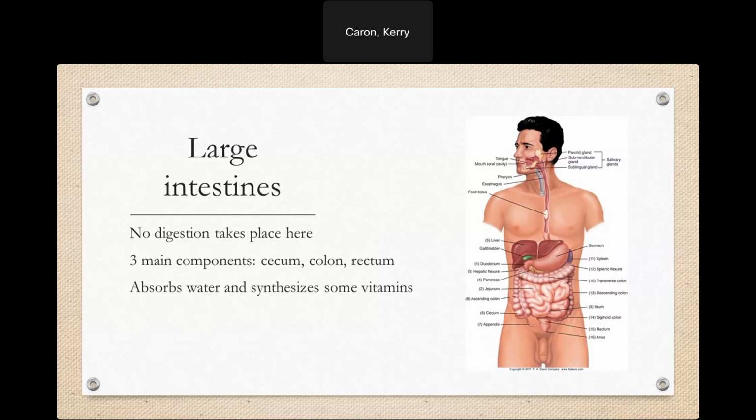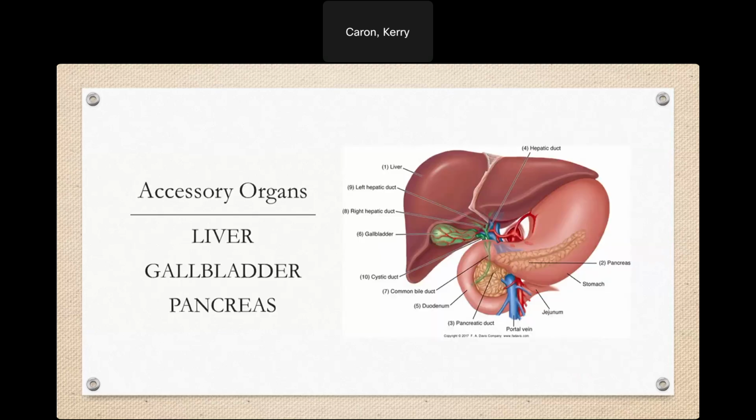And there is the cecum where the large intestine starts. Also, the appendix is down here. And then the ascending colon, where the food or bolus moves upward. Transverse colon, where it moves across. Descending colon, where it moves down. And then the sigmoid colon is sort of S-shaped at the end. Again, here are your accessory organs, your liver, your gallbladder, and your pancreas.